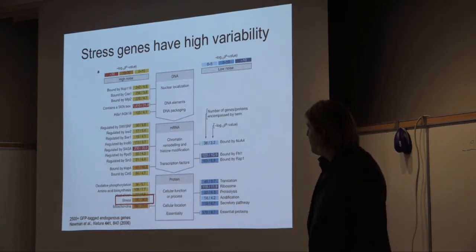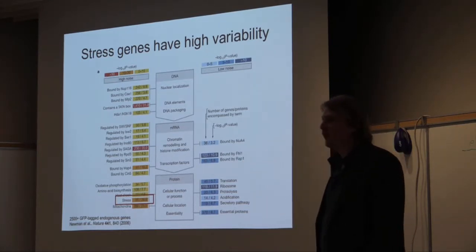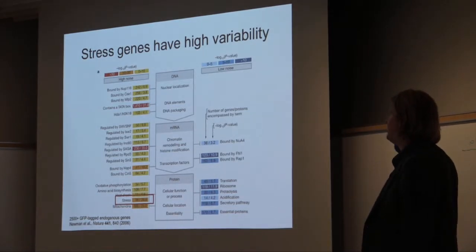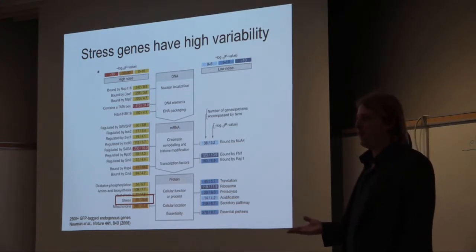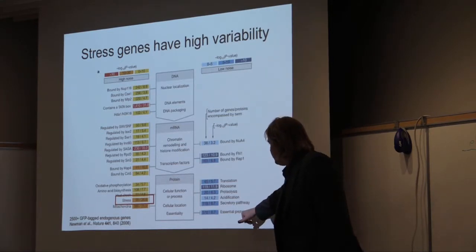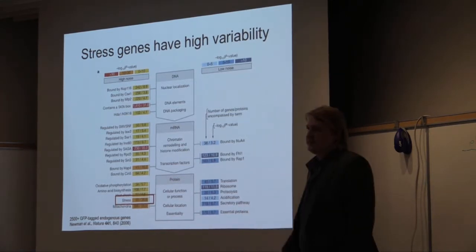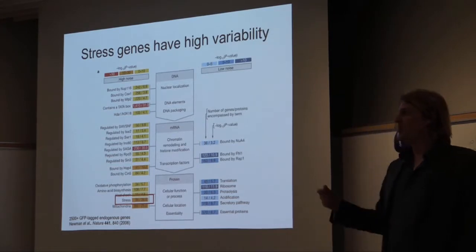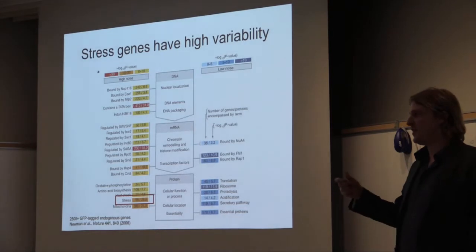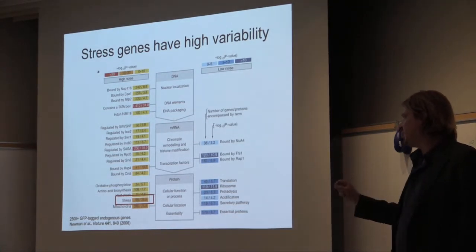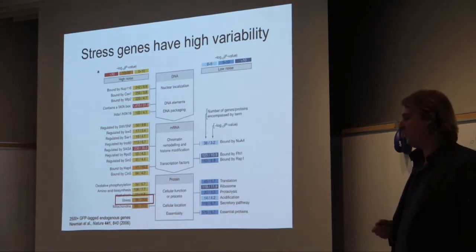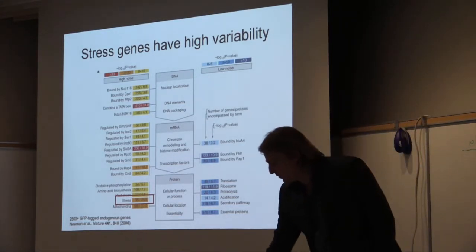But what got me really interested was stress. Why do stress genes tend to have higher variability in the way they're expressed? On the other hand, if you look over here, genes that encode essential proteins are much narrower in the variation from one cell to another. So we have these essential genes, tightly regulated, while stress response genes seem to be more sloppy when you look at the population.